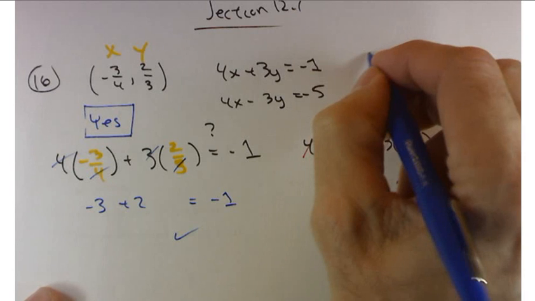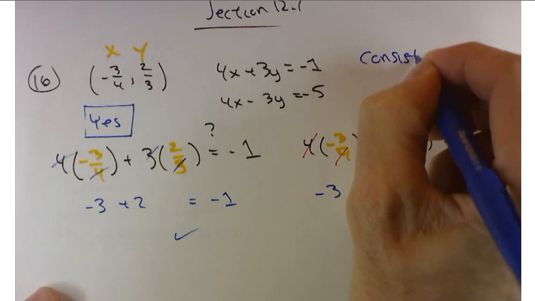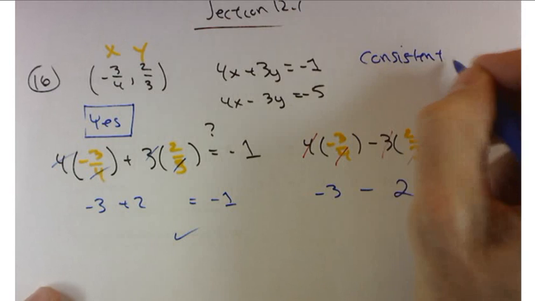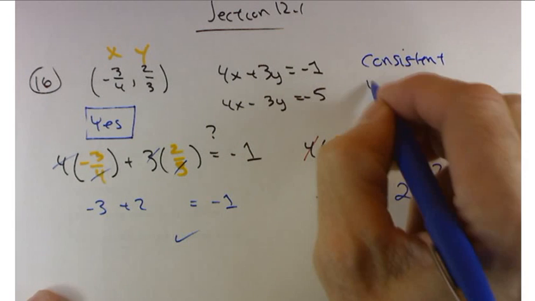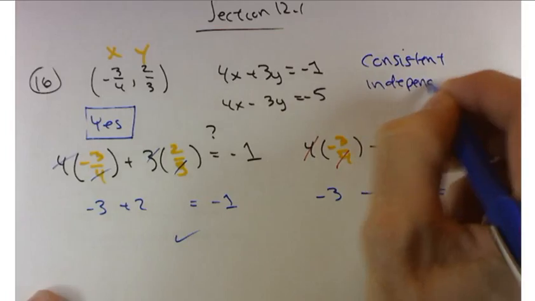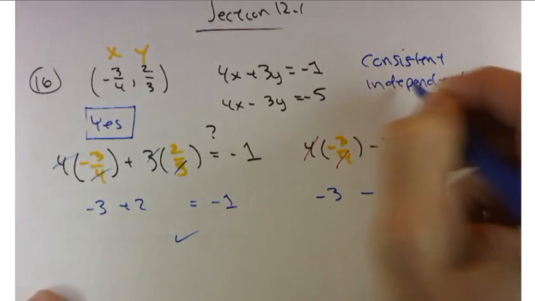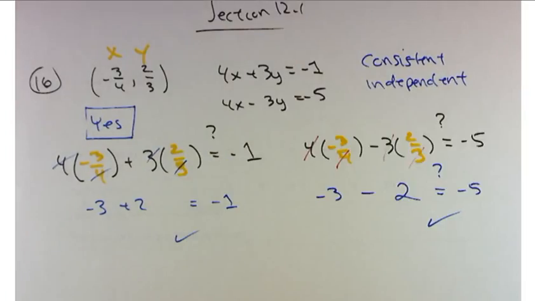And that makes this a consistent system of equations. It's also independent because these are two different lines. They're not the same lines. So it's consistent and independent.